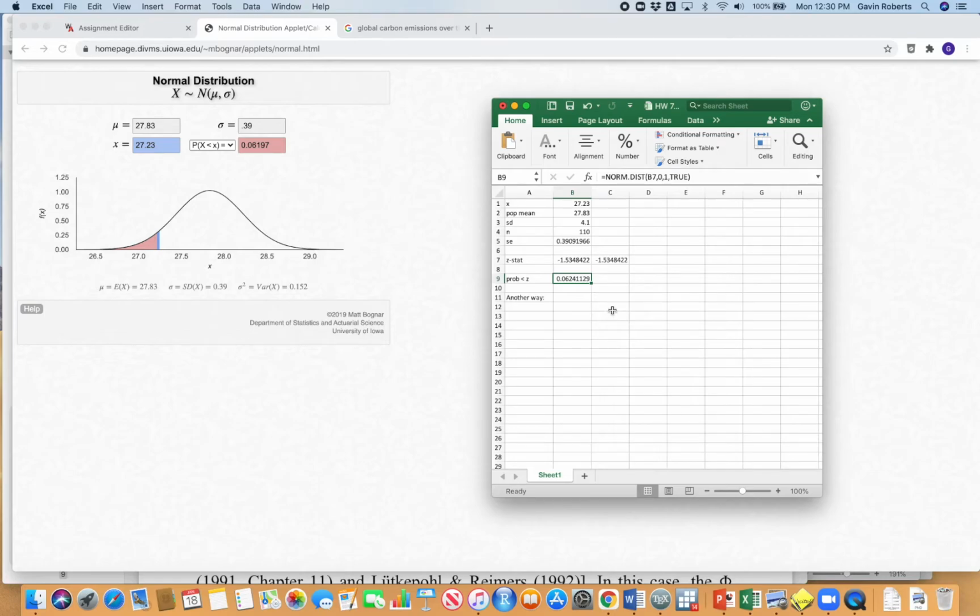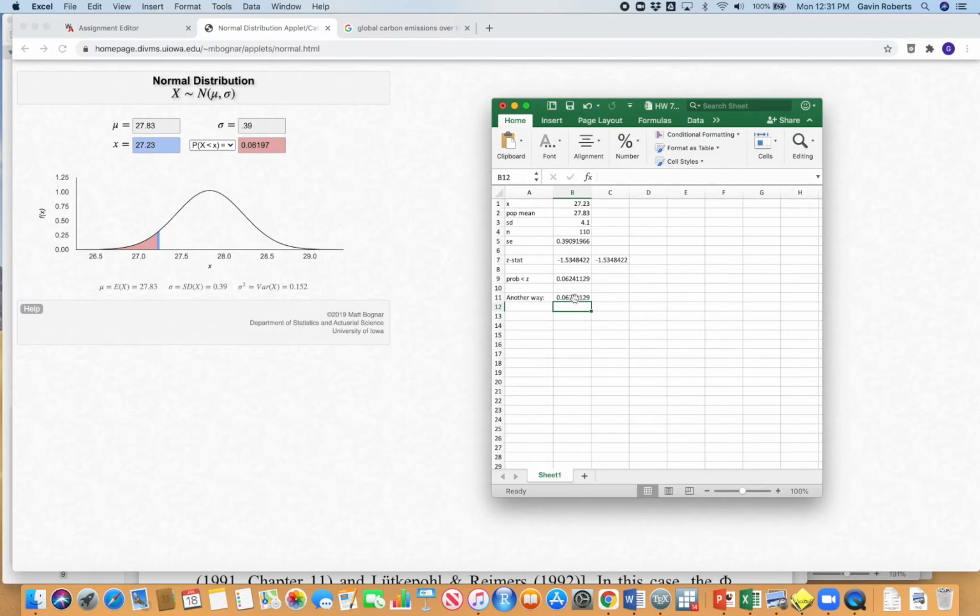Now, this is kind of the traditional way where we calculate z-statistics and then either go to our table or use Excel's built-in table, which is this formula, to find the probabilities. Excel will do all this work for you in the background. We could do norm.dist, so that same formula. Click in our actual x value, 27.23. Tell it the population mean. Tell it the standard deviation, but the standard error, because we're thinking about the standard deviation of the sample mean here, comma, true. And it turns out that that gives me the same number.